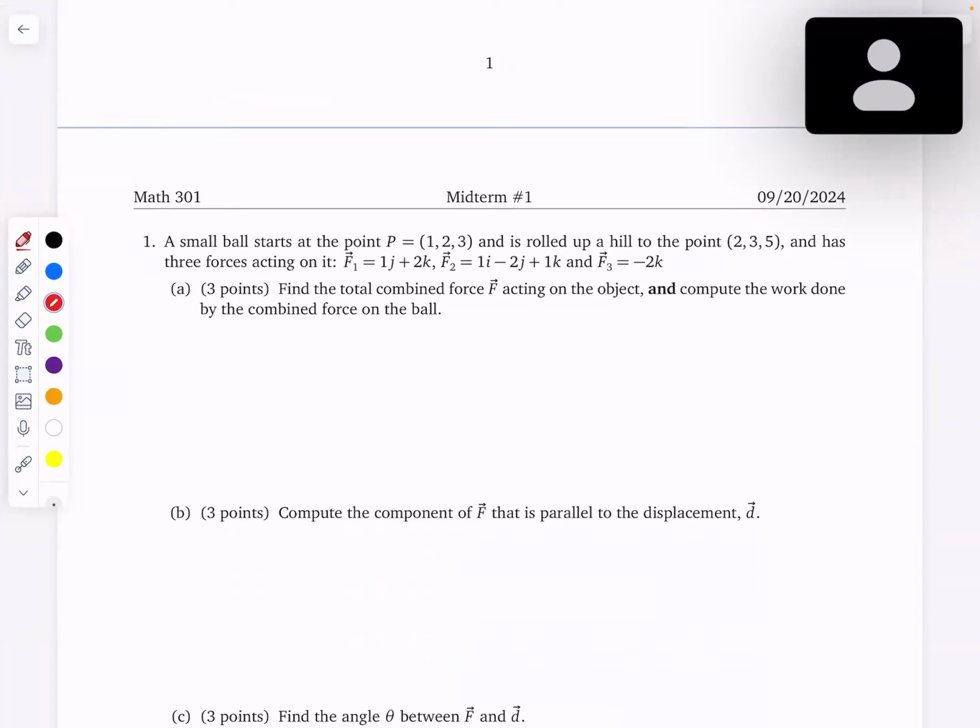to a different point and has three forces acting on it. Find the combined force. And so that's pretty simple. The force is just the sum. So it's F1 plus F2 plus F3. And so in vector notation with components, you get 1i, you get negative 2j plus 1j is minus 1j. And then the k component is going to be 2k minus 2k plus k. So it's going to be 1.